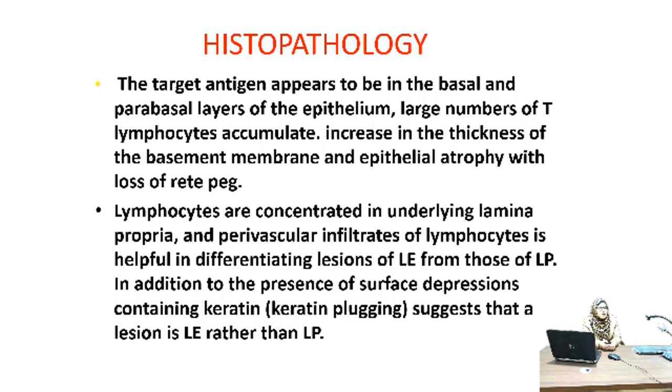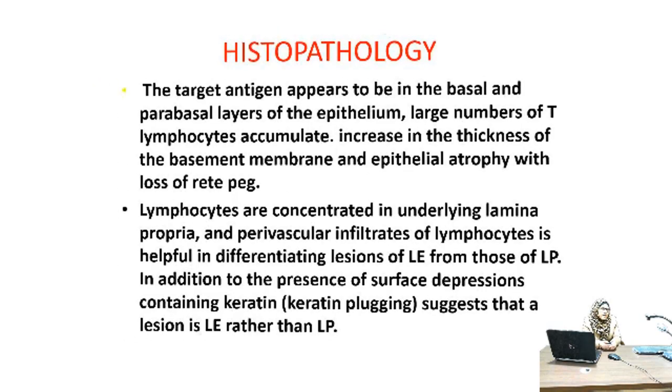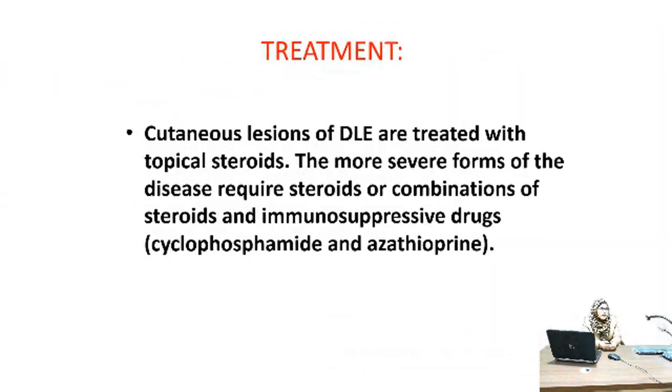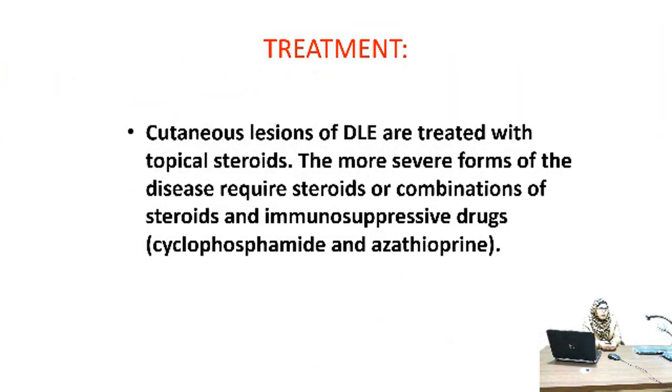In addition, the presence of surface depression containing keratin plugging suggests that the lesion is lupus erythematosus rather than lichen planus. As we see here in the picture, this lesion of lupus erythematosus differs from lichen planus. Treatment: cutaneous lesions of discoid lupus erythematosus are treated with topical steroid. More severe forms require a combination of systemic and local steroid and immunosuppressive drugs such as cyclophosphamide and azathioprine.